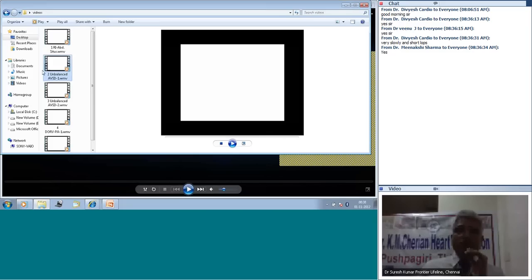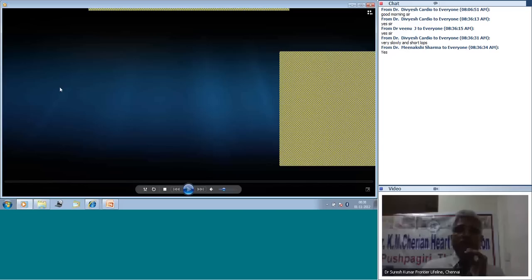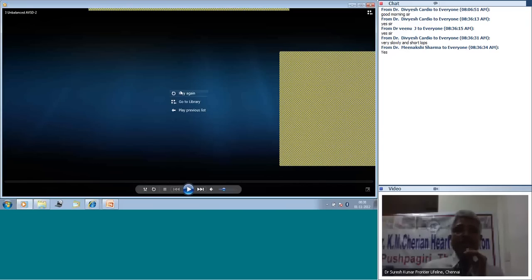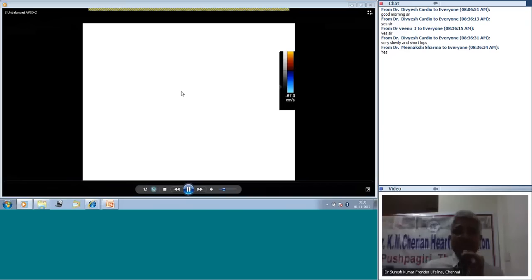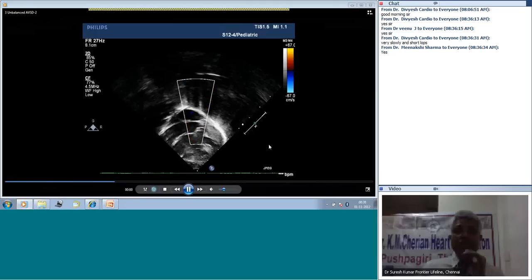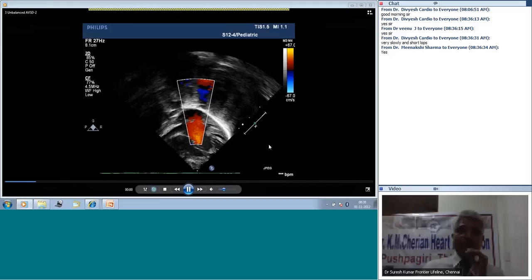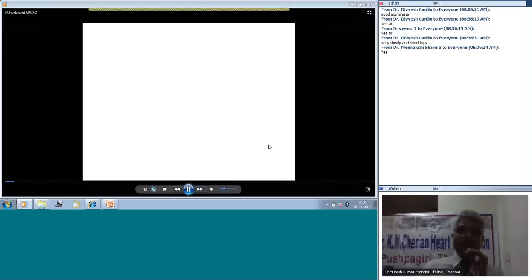Here, you find the same thing with color, because very often there is significant AV valve regurgitation in these children, which is an independent predictor of adverse prognosis, because for a univentricular repair, AV valve regurgitation is not a good substrate.